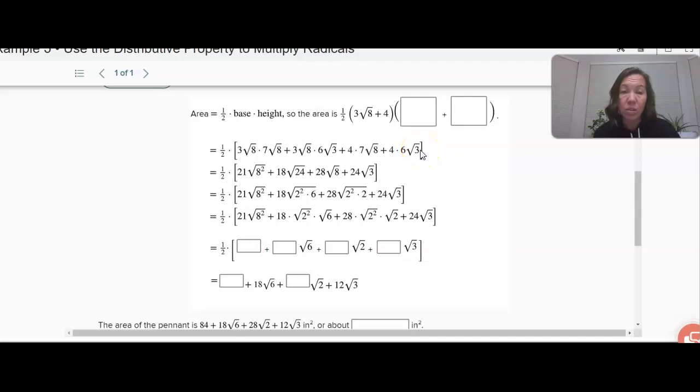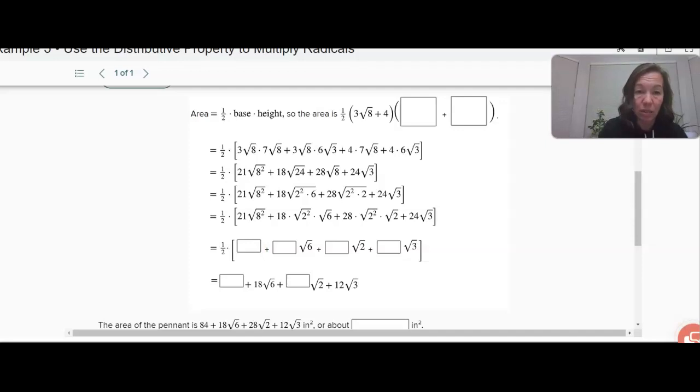Okay, so again, I don't like how they have done this, because if we just simplify each term, 3 times 7 is 21, 8 times 8 is just 64. You don't have to write it as 8 squared. 3 times 6 is 18, 8 times 3 is 24, 4 times 7 is 28 root 8, 4 times 6 would be 24 root 3. And then all we're going to do is simplify each of these. So root 8 can be simplified to 2 root 2. So this is the part maybe where I'll write it.